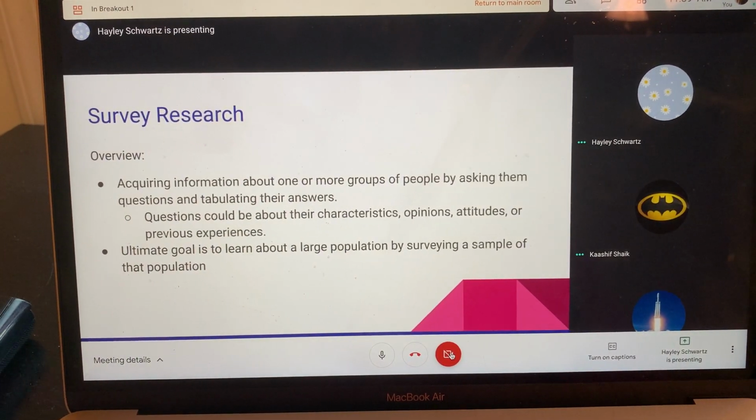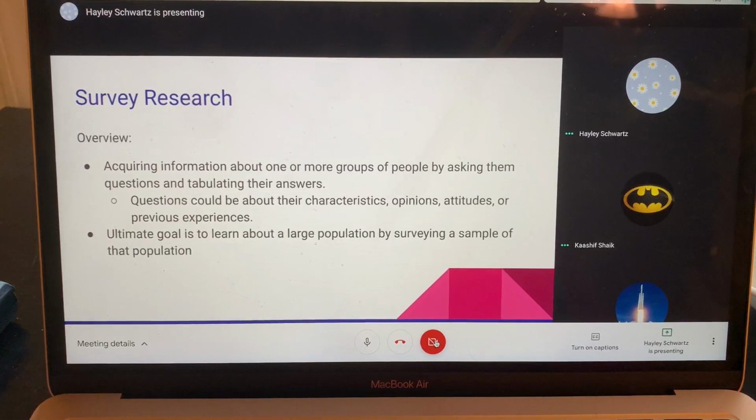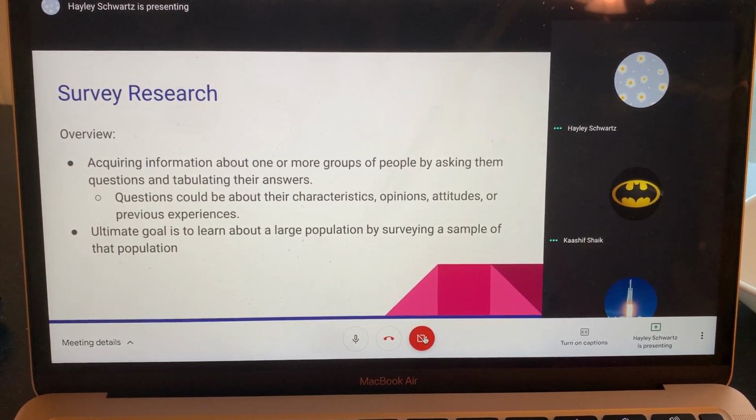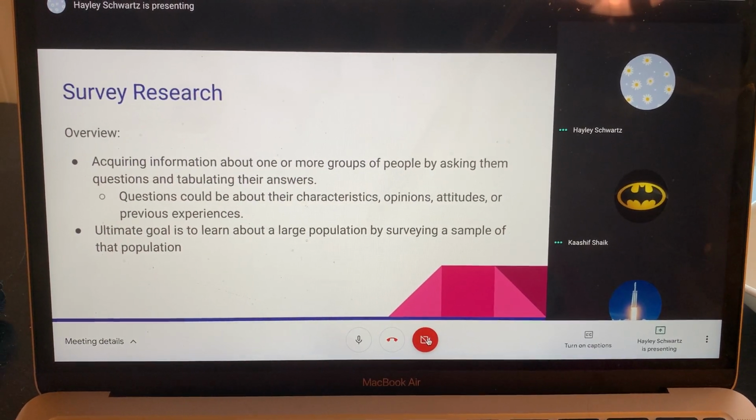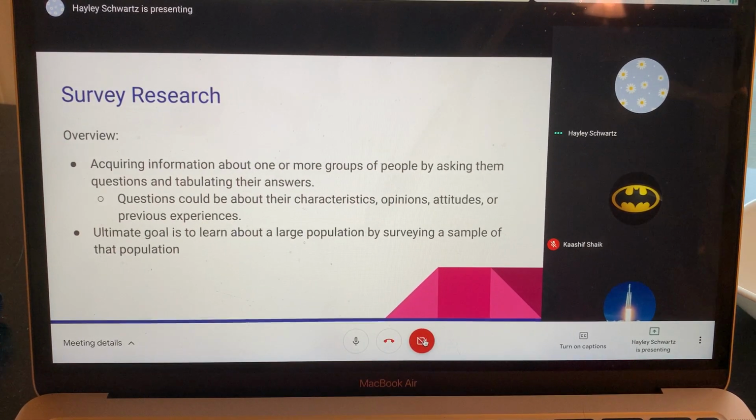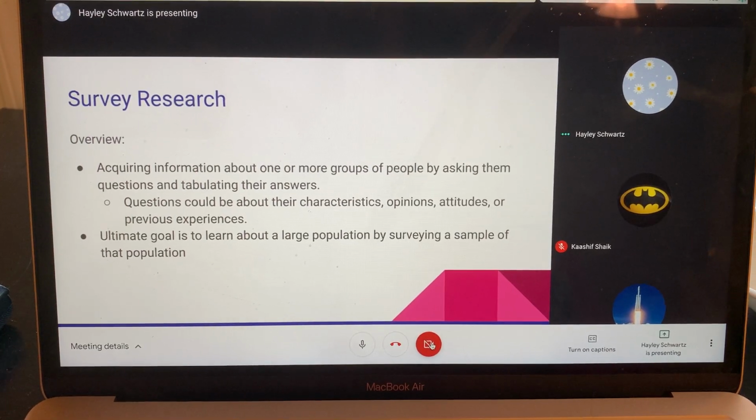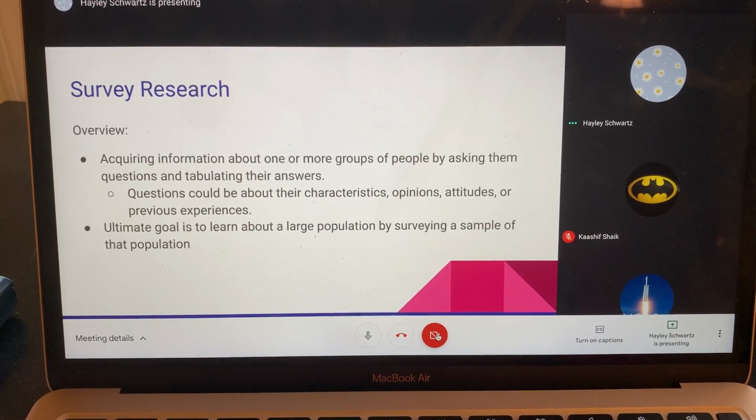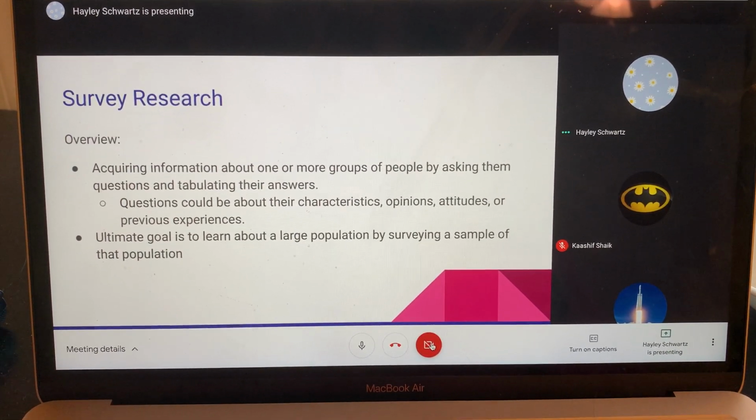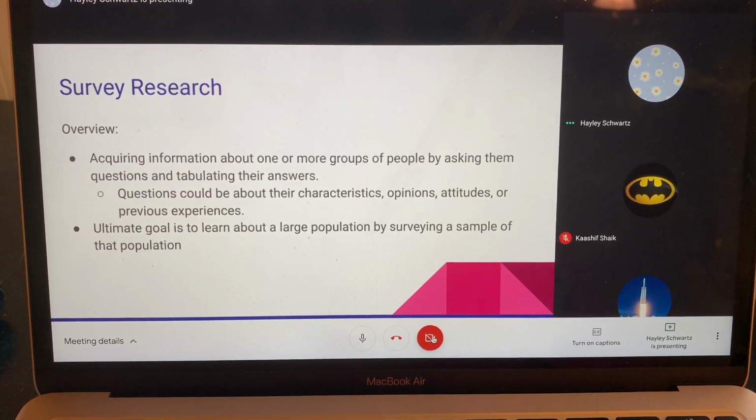So the first method that we researched was survey research, and an overview of this is basically that it acquires information about one or more groups of people by asking them questions and tabulating their answers. Questions could be asked in a variety of ways, and they could be about characteristics, opinions, attitudes, or even previous experiences. The ultimate goal of survey research is to learn about a large population by surveying a sample of that population.